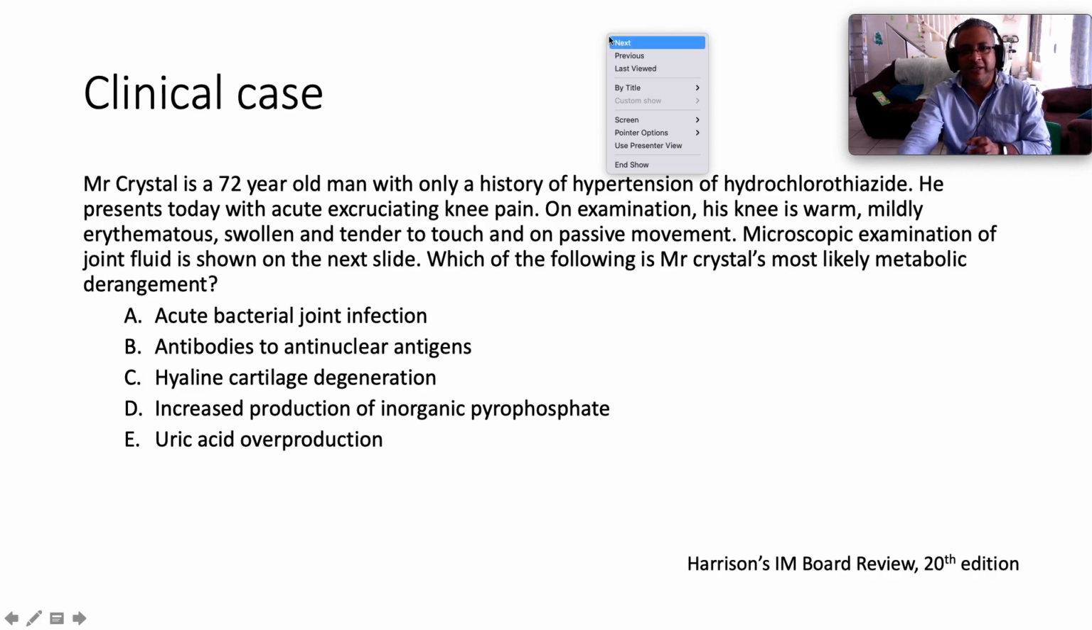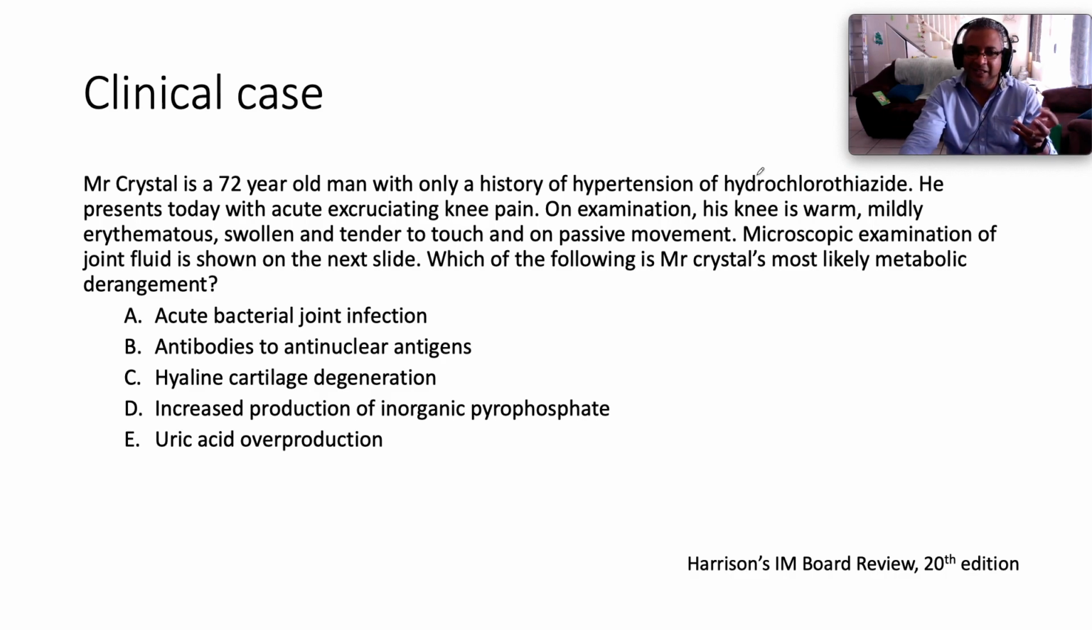Alrighty, coming back to our clinical case, let's just rehash this. You got an elderly gentleman, 72 years old. His name is Mr. Crystal, haha. Known hypertensive on hydrochlorothiazide, comes with acute excruciating knee pain. Clinically, his knee is inflamed, warm, tender, erythematous, with diminished range of movement. You know the 5 things: rubor, calor, dolor, tumor, functio laesa. The 5 things which indicate inflammation, all right?